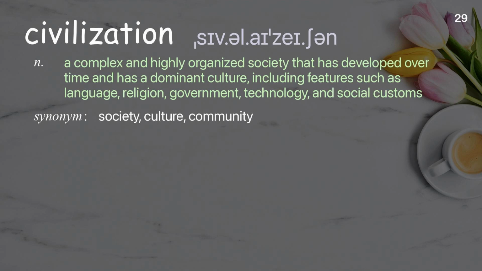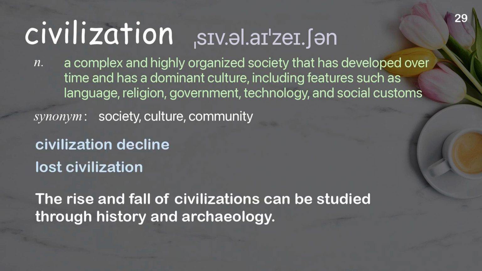Civilization. A complex and highly organized society that has developed over time and has a dominant culture, including features such as language, religion, government, technology, and social customs. Examples: civilization decline. Lost civilization. The rise and fall of civilizations can be studied through history and archaeology.